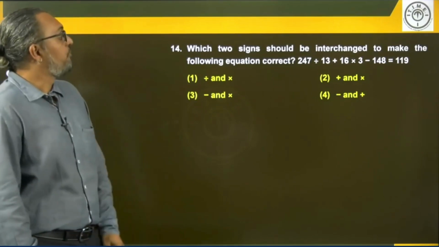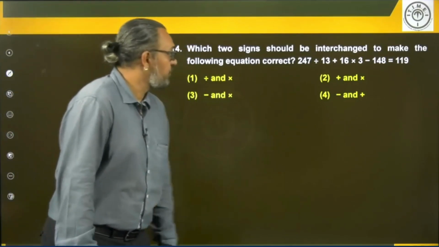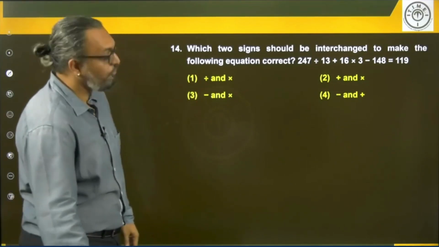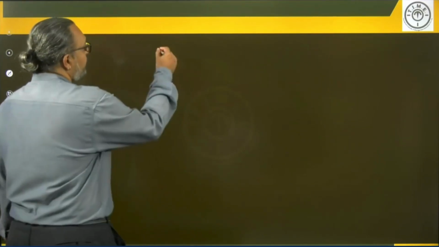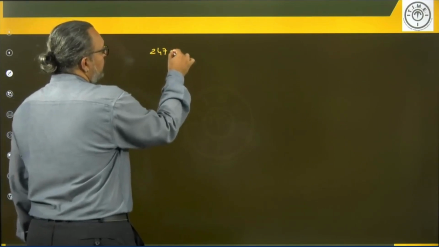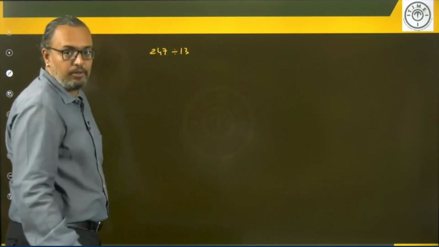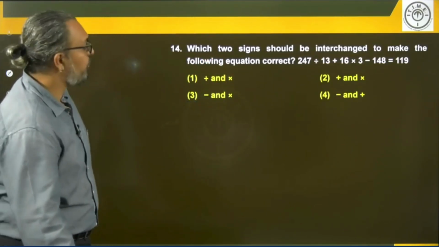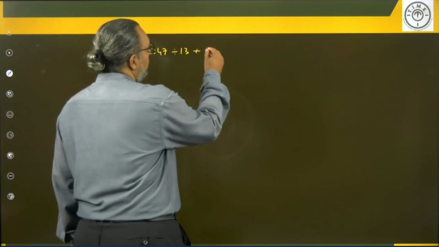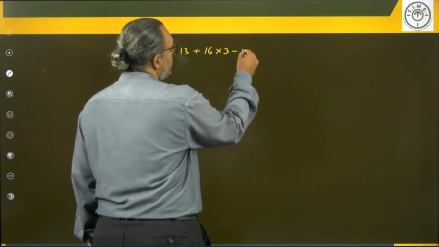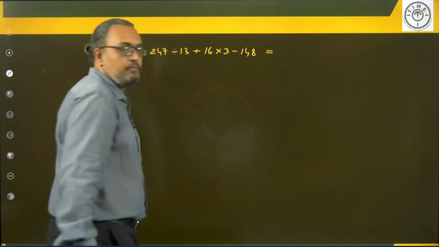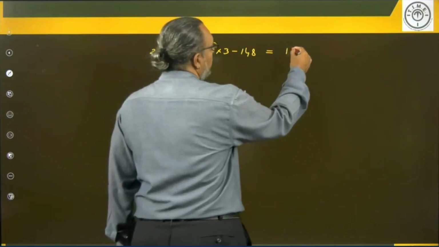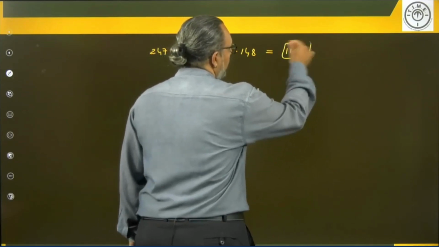Then next, which two signs should be interchanged to make the following equation correct? Okay. So let's take this. We have 247 divided by 13, plus 16 into 3 minus 148. And how much I should get there? 119. Okay. So this is what I am in search of.